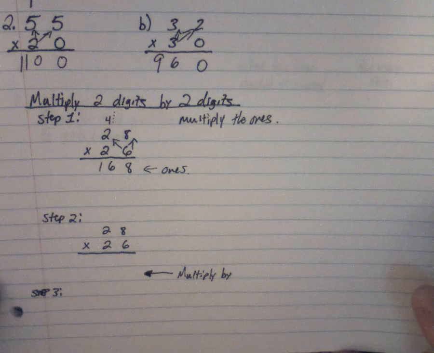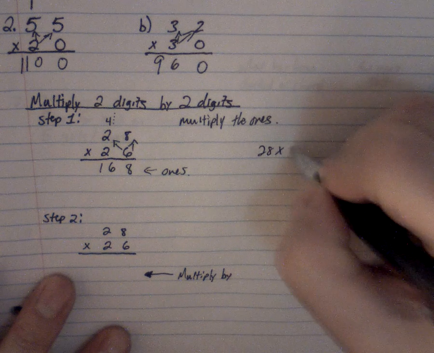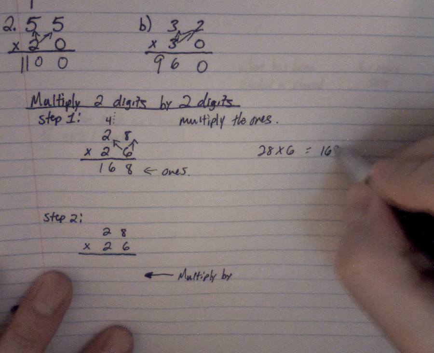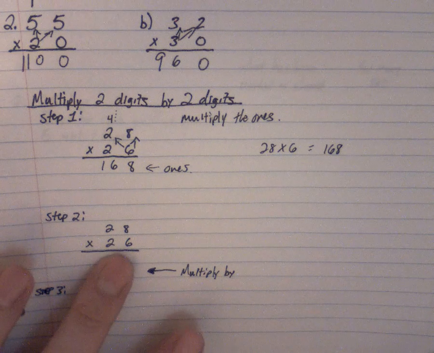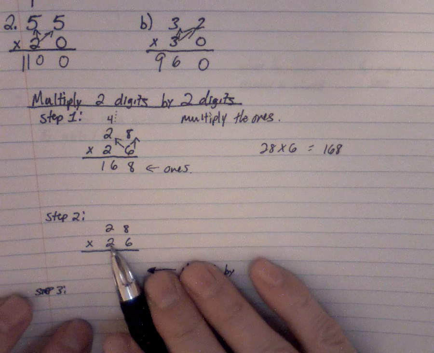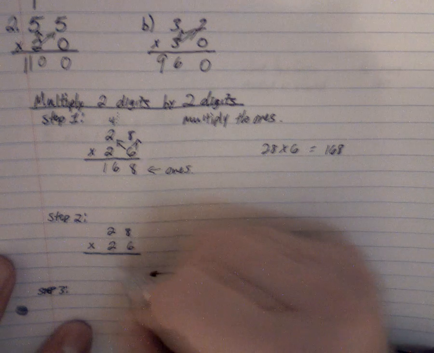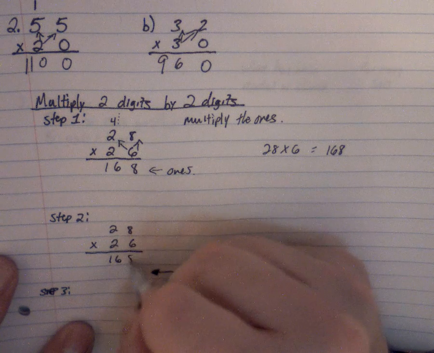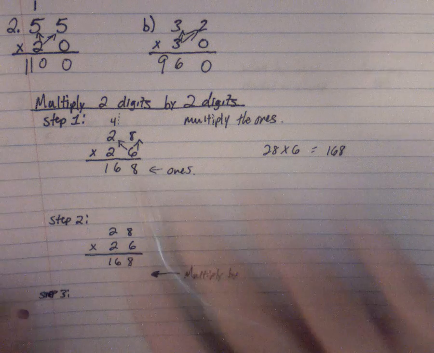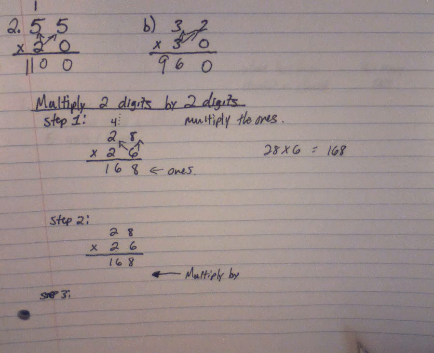Step number 2 then lies. So basically what we've done is we've done 28 times 6, and we figured it out to be 168. Step number 2, what we're going to do is multiply the 10s right here. We already know that we have 168, because that was step number 1, if you remember. It's right up here. So what we're going to do is multiply by the tens. Again, we're multiplying by the tens.